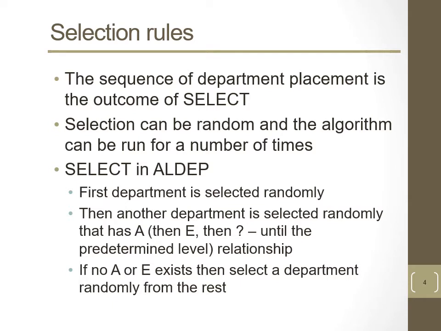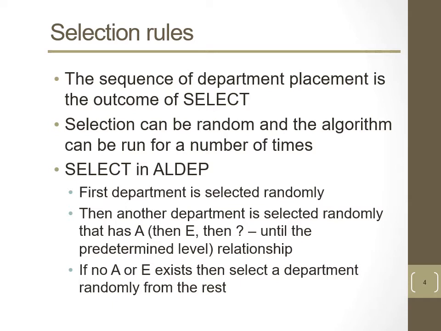Among all these departments, you select one of them randomly. Let me try to explain more specifically. Let's assume that you selected department 2 as the first department. Then for the remaining departments, you find all the departments that have an A or E relationship with department 2. My threshold here is E, especially important. So I find all the departments that have an A or E relationship with the previously selected department, which is 2.